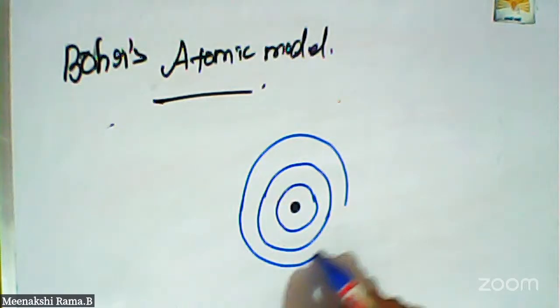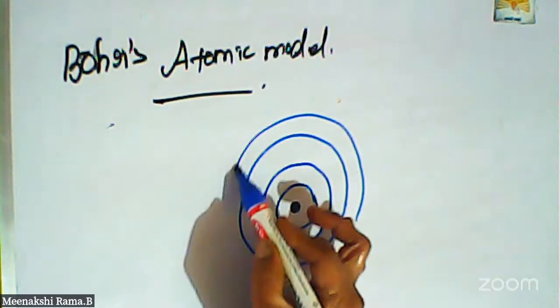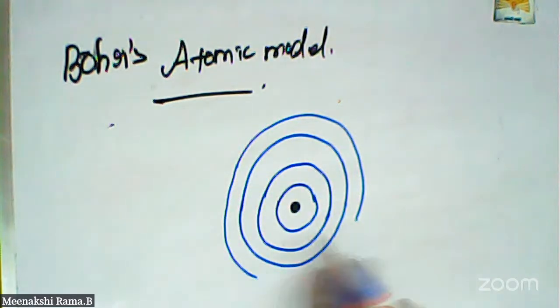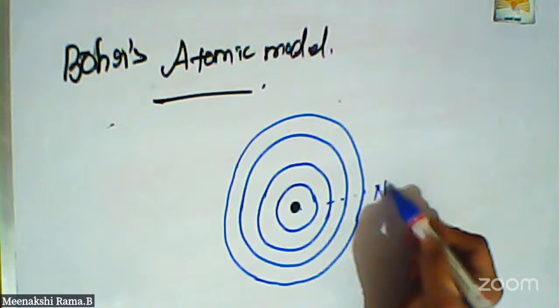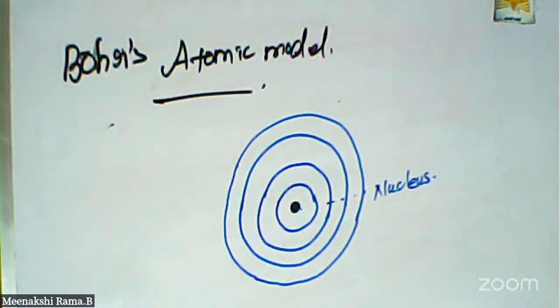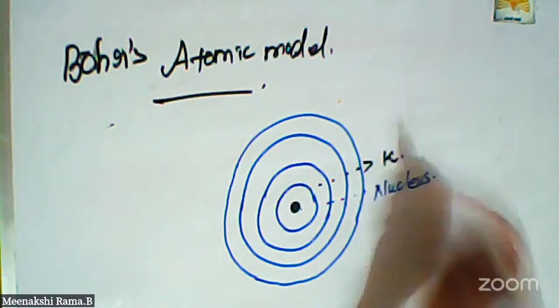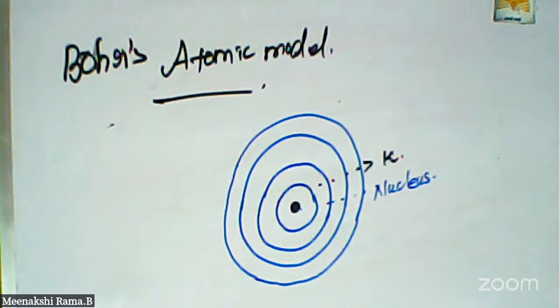How can you identify that? Yes, the letters K, L, M, and N. Okay, so the center part is called the nucleus. What are the shells? The first round is called the K shell.